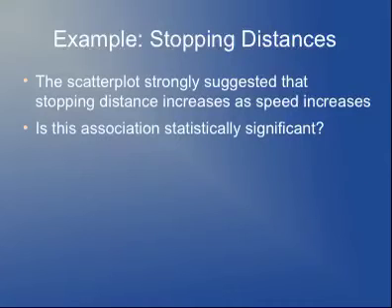So, going back to the stopping distances example, as you'll recall, we looked at the scatter plot and there was very compelling evidence that stopping distance increased as speed increased. We fit the regression line, it seemed to have a fairly strong positive slope. We might pose the question, is this association statistically significant, or more precisely, can we reject the null hypothesis that the slope of this regression line is equal to 0?